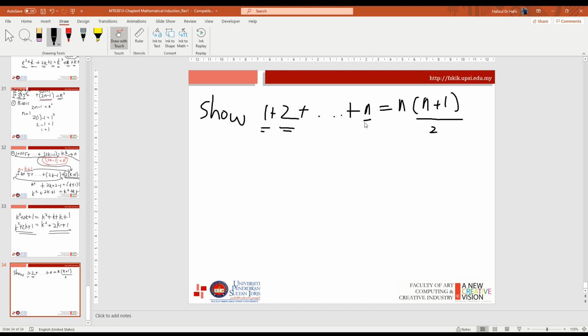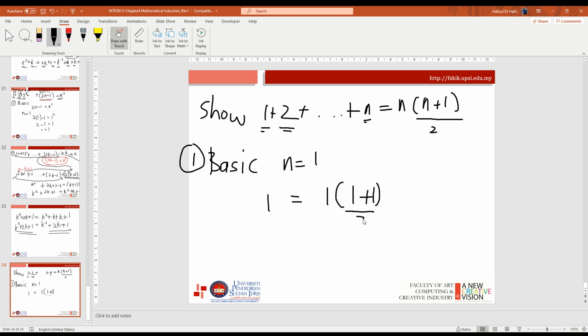Okay, n ni. Okay, kemudian assume first one is basic. Basic, assume n equivalent to 1. So 1 equivalent to 1 plus 1 divided by 2 equivalent to 1, 2 divided by 2. Okay, 1 equivalent to 1 lah. Okay, pada basic.